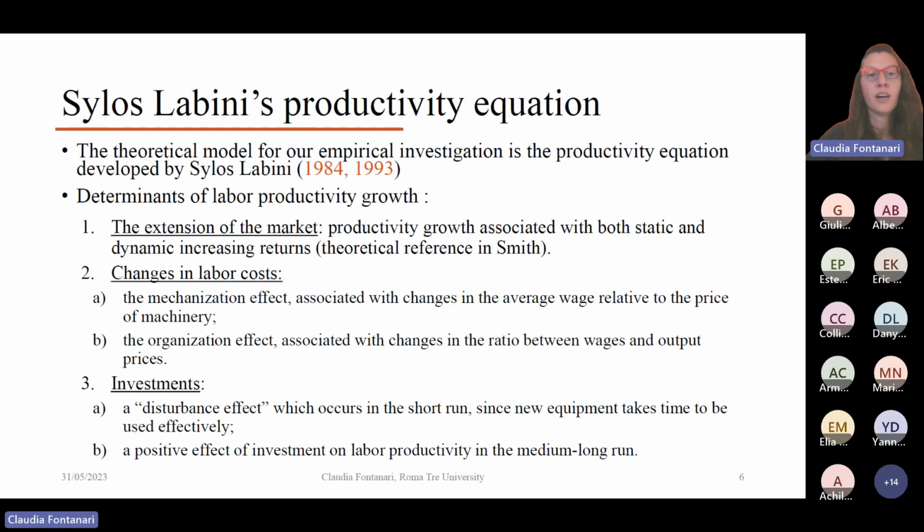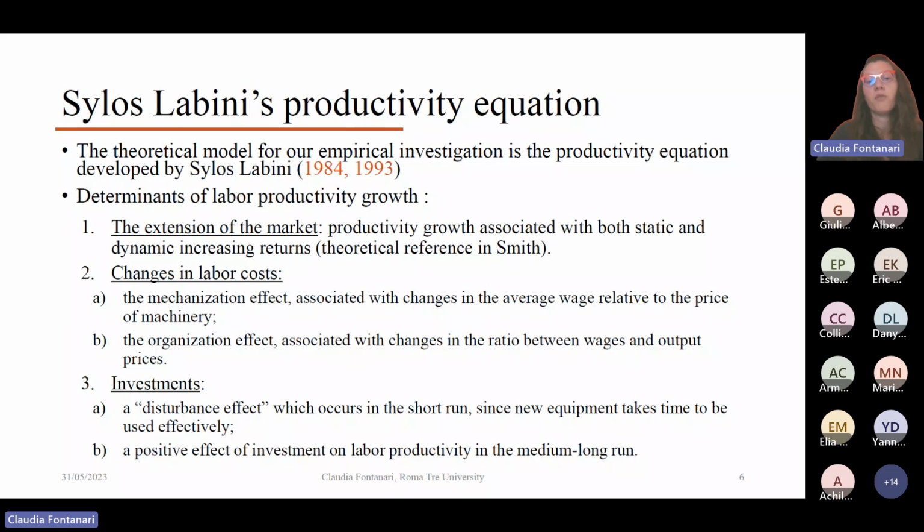Let's go to the model that I will estimate, which is the Sylos Labini productivity equation. We have three determinants of labor productivity growth. One is the extension of the market. Here, the theoretical reference is Adam Smith, the idea that we all know that an increase in the market will allow greater division of labor, and so will increase productivity growth through both static and dynamic increasing returns. Then we have the changes in labor cost through the two mechanisms that I have just mentioned.